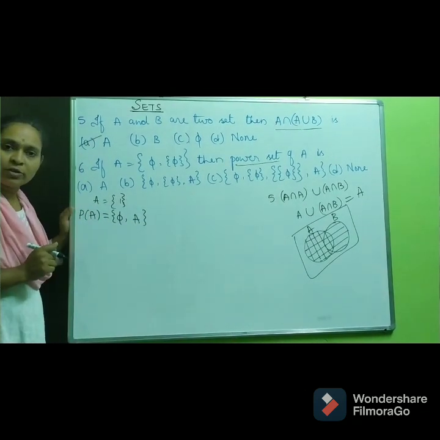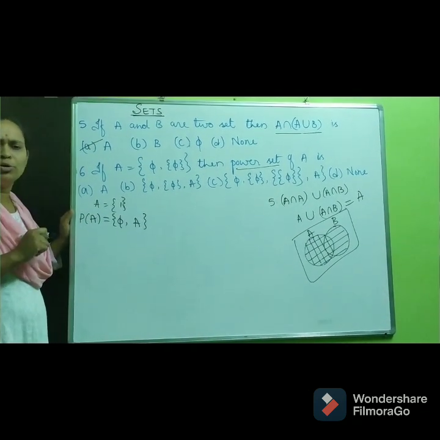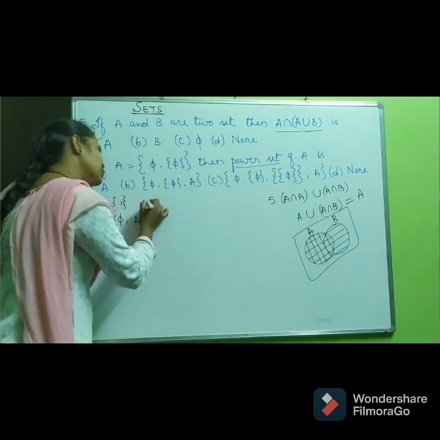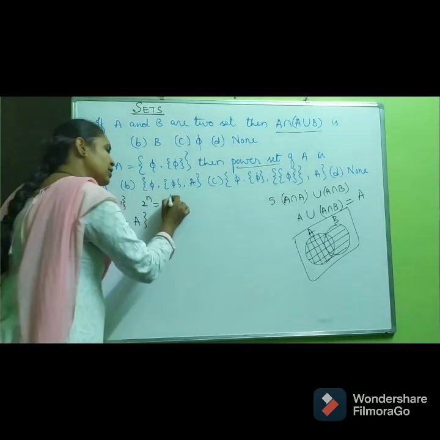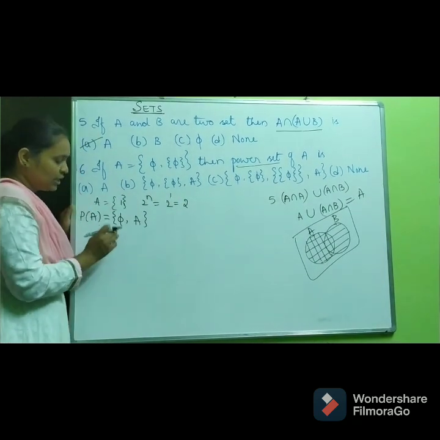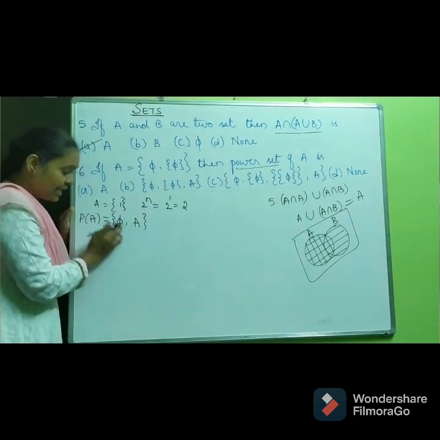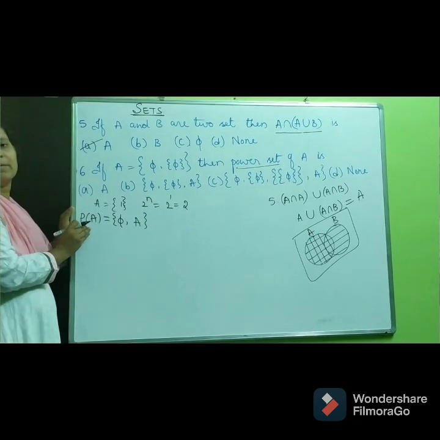And also you can go for the formula. What is the formula known to you? Number of subsets is equal to 2 to the power n. It is 2 to the power number of elements; you have only 1. 2 to the power 1 is equal to 2. Therefore you will get only 2 subsets. Its collection is nothing but power set.